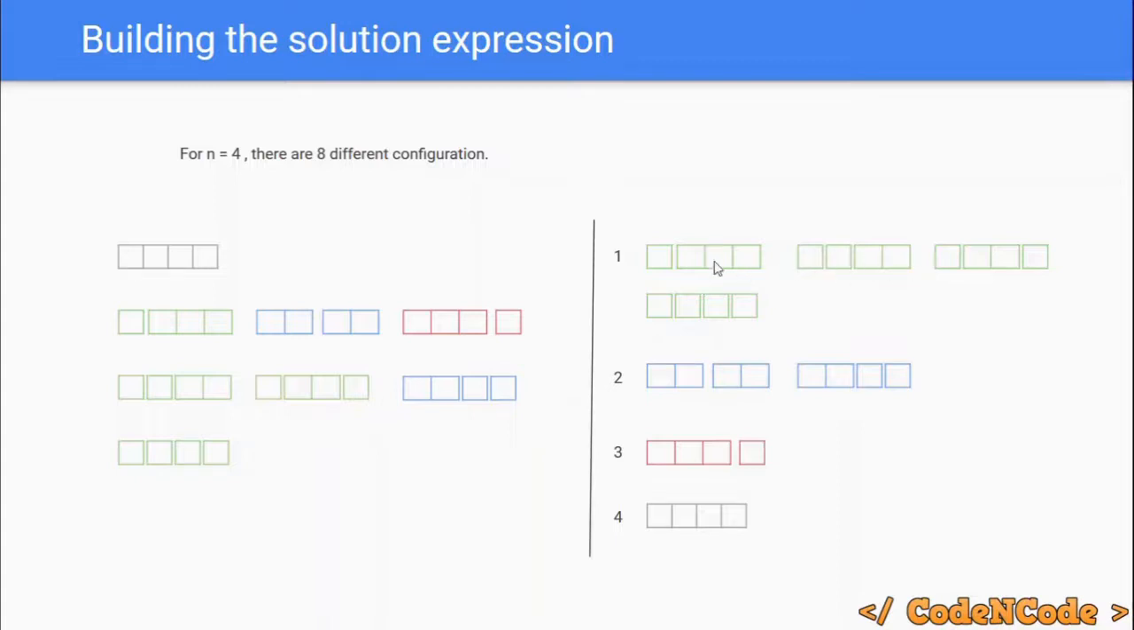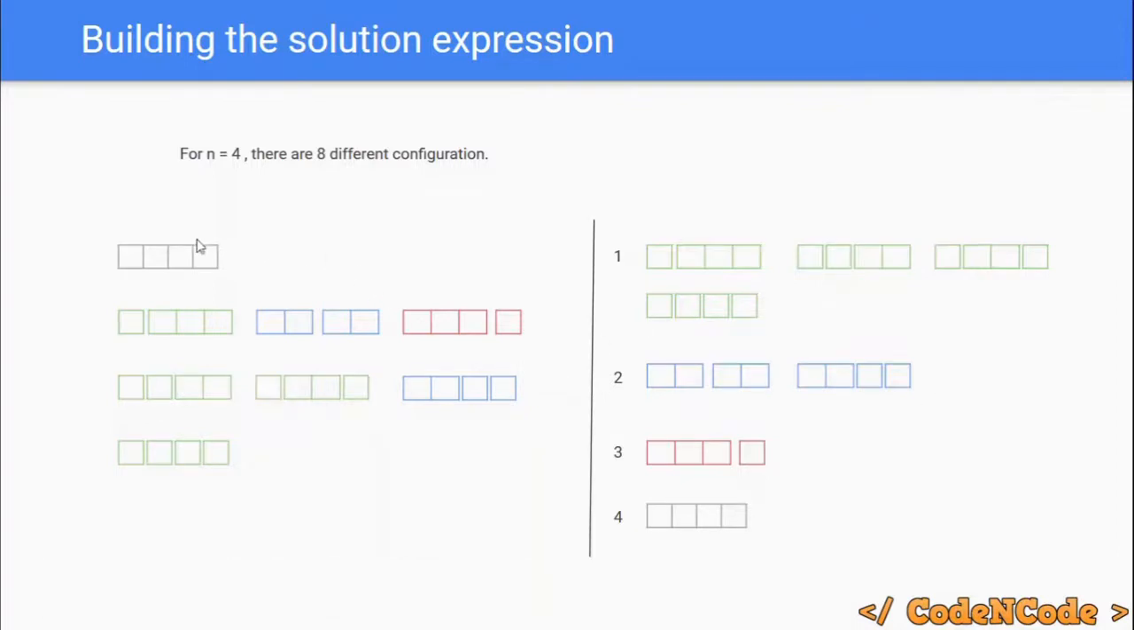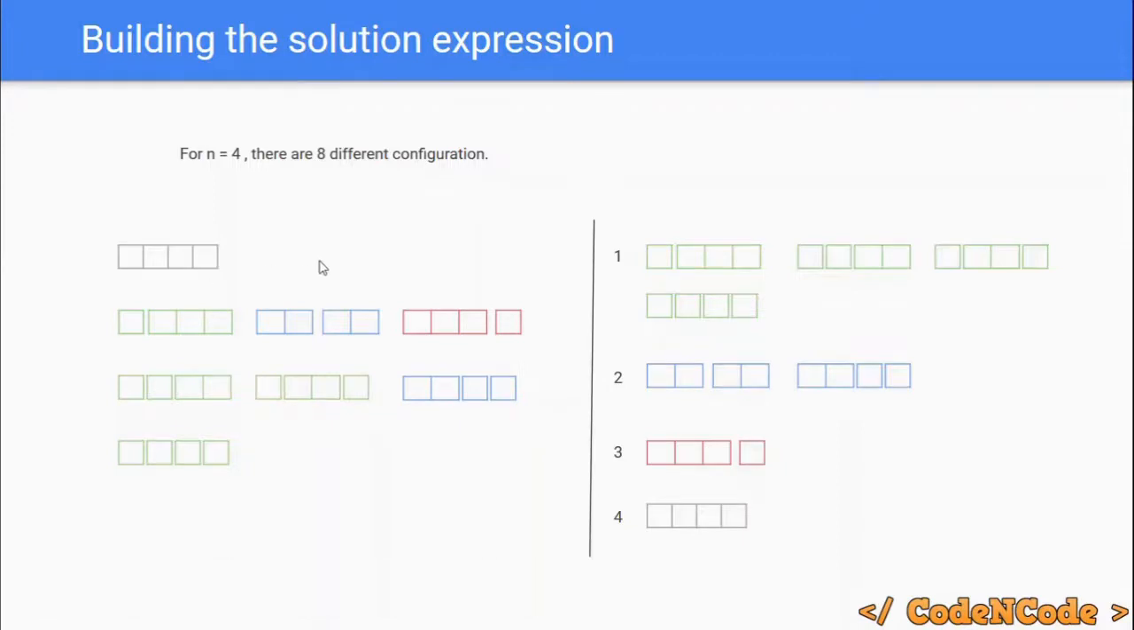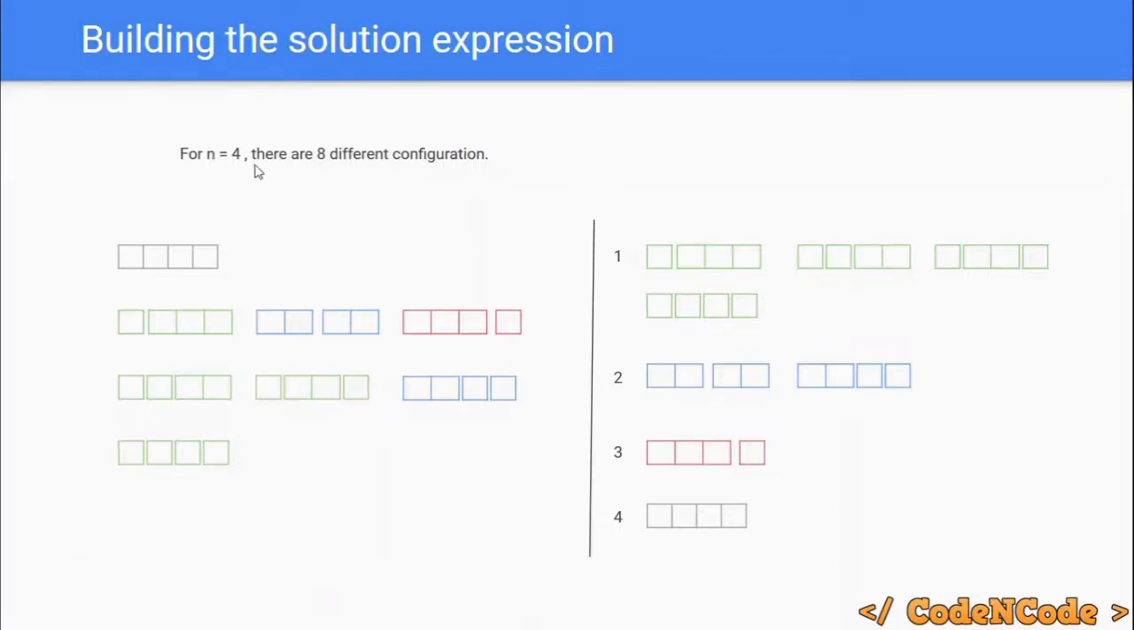So the first cut is of length 1 for group 1, the first cut is of length 2 for group 2, and similarly for 3 and 4. Now how is this going to explain it? Again, if we go through all of these configurations and find the maximum profit out of all of these, that would be the maximum profit you can achieve from a length 4 rod, right?